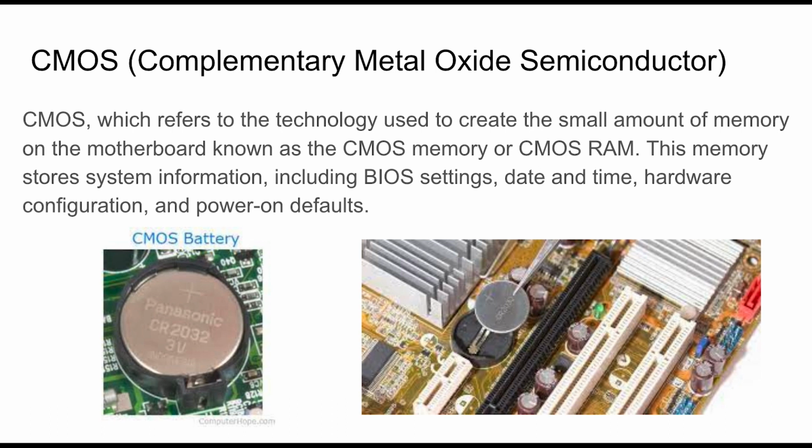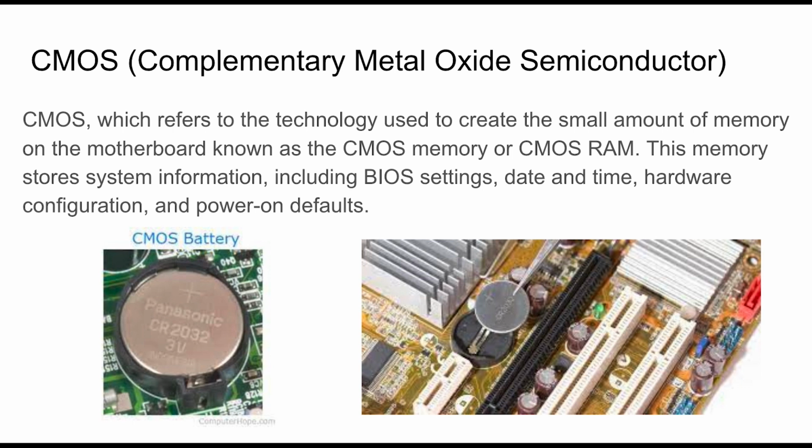The CMOS battery. Now this is a battery on your motherboard. It refers to the technology used to create the small amount of memory on the motherboard known as the CMOS memory or CMOS RAM. This memory stores system information, including BIOS settings, date and time, hardware configuration, and power on defaults. So this is basically what controls your boot.